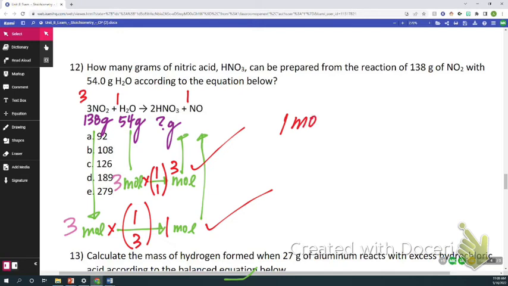So 1 mole times NO molar mass, which is 14 for nitrogen, 16 for oxygen, that's 30. Oops, I'm going to the wrong spot, right? So I did this completely wrong. Did none of you catch that mistake? I think what's this, how many grams of nitric acid?